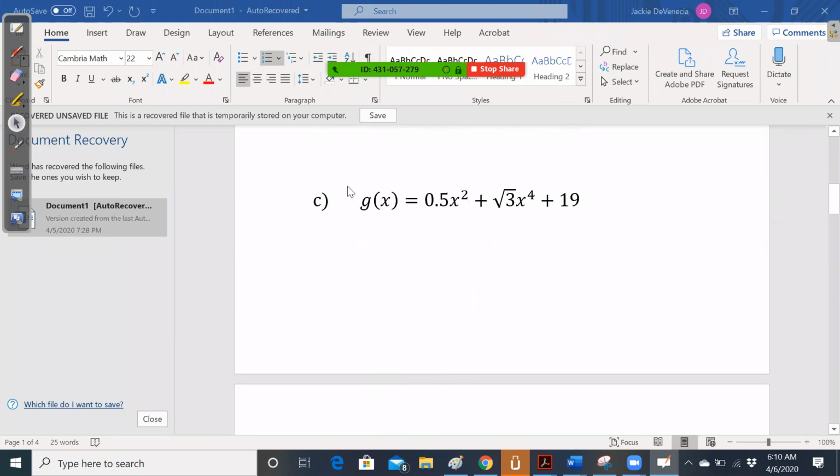Let's look at this one right over here. G of x is equal to 0.5 x squared plus square root of 3 x to the fourth plus 19. Again, I'm going to look at all my exponents. So this is a 2, that's a 4. There's no exponent here, so that's a constant. All right? So if I look at it, yes, it is a polynomial because we have exponents bigger than 0. So it is a polynomial.